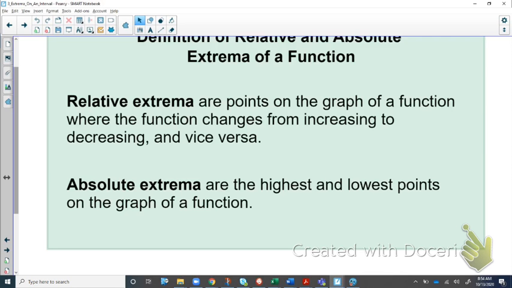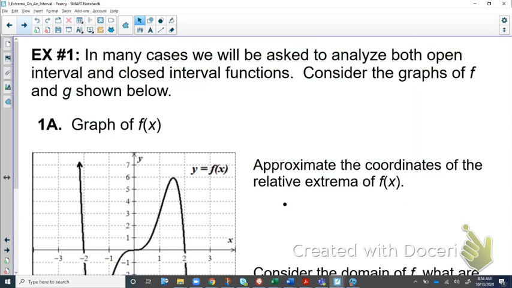And the absolute extreme is the highest or lowest point on the function or on the graph for whatever interval that it's been defined for.